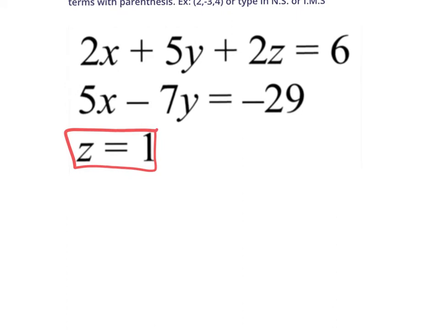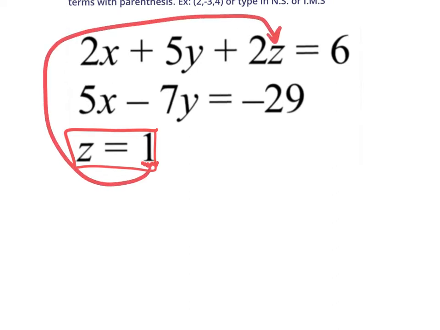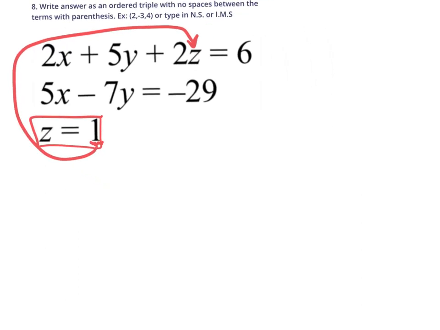If they tell you that the z value is 1, you already know an answer. And what could you do? You could also take that z value of 1 and plug it in over here. So the top equation is no longer a 3-variable equation. It's actually a 2-variable equation. So let me rewrite this top equation right here on the side, but instead of z, I'm going to plug in a 1. So it will be 2x plus 5y plus 2 times the z value of 1 equals 6.